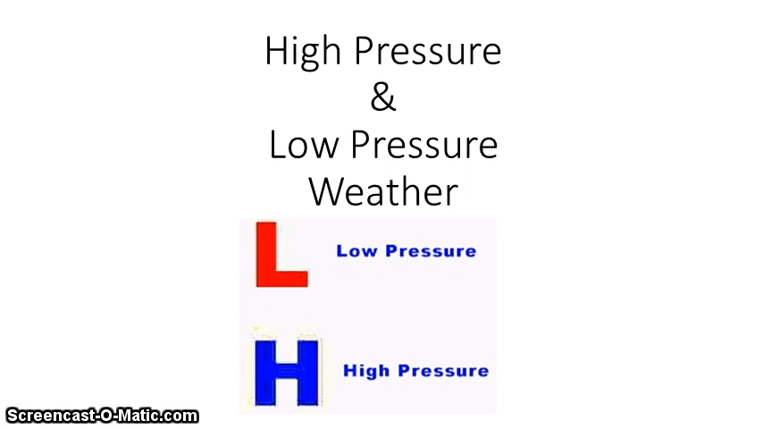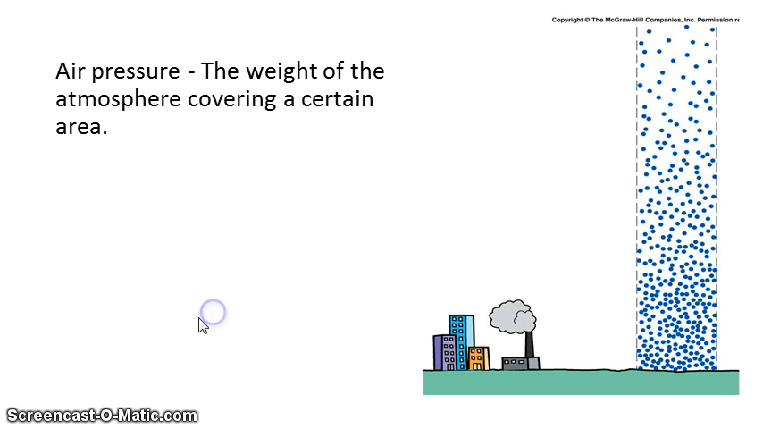Okay, after talking about Boyle's Law in the last section, today we're going to start tying in how the air pressure is actually going to affect the weather. And we're going to look at some weather maps and explain what high and low pressure does in terms of the weather.